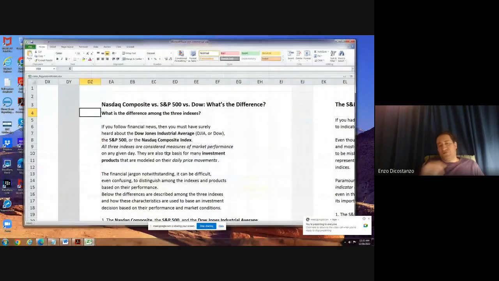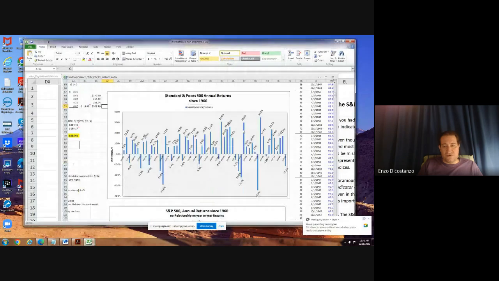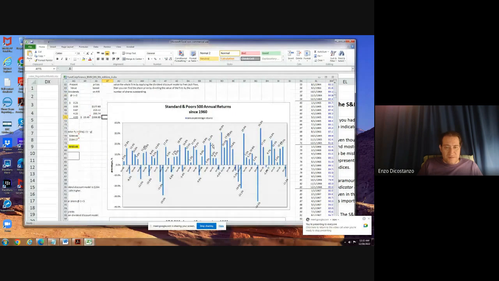Okay, so we left off here, and then we have the graphs that we're going to look at. We didn't make these graphs, the annual returns and the scatter plot here. This is a time series. These are the percentage returns on the S&P 500 based on how the year behaved. It goes back to 1960, so maybe it is every year.